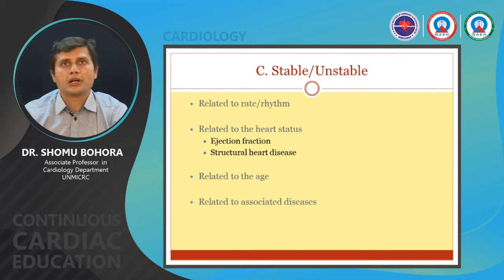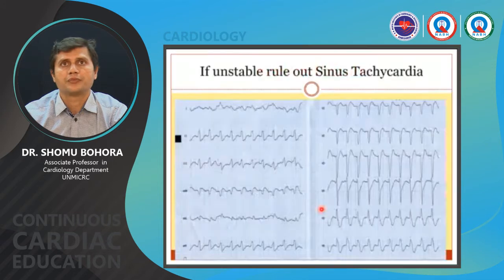Instability means lower blood pressure with a patient having low cardiac output, or going into pulmonary edema, or having chest pain. This may be related to the rate. This may be related to the heart status, including ejection fraction or presence or absence of structural heart disease. It can be associated with age or associated disease. In fact, coronary artery disease, ischemia, can decompensate a patient even in SVT.